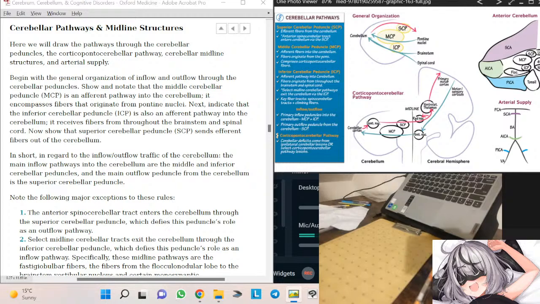Now show that the superior cerebellar peduncle, SCP, sends efferent fibers out of the cerebellum. In short, in regard to the inflow-outflow traffic of the cerebellum, the main inflow pathways into the cerebellum are the middle and inferior cerebellar peduncles, and the main outflow peduncle from the cerebellum is the superior cerebellar peduncle. Note the following major exceptions to these rules.